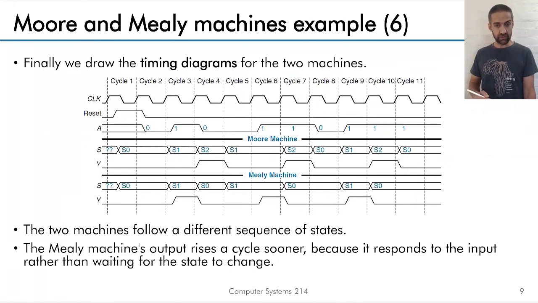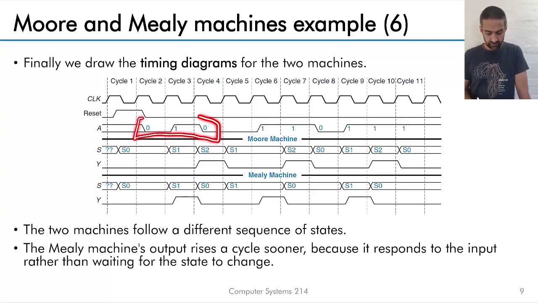I'm not going to go into too much detail. The only thing I want you to pay attention to, you can work through this on your own, is that A changes, but it does not affect the state of the Moore state machine. This is the Moore state machine. Its state only changes here when there's a rising edge and A changed.